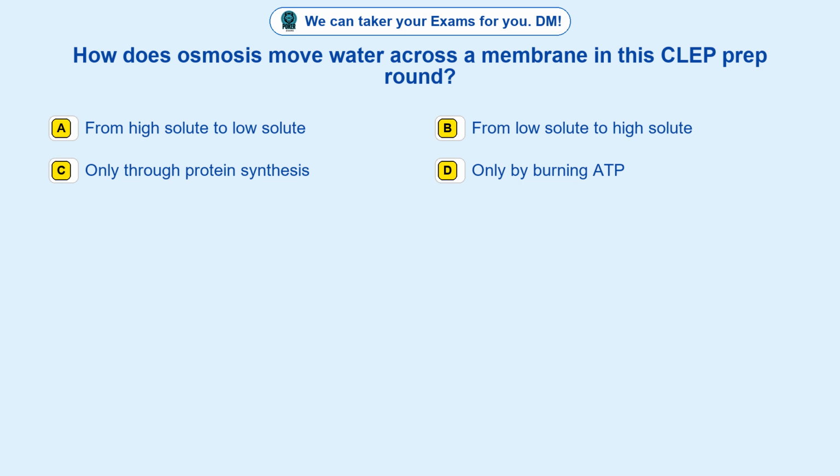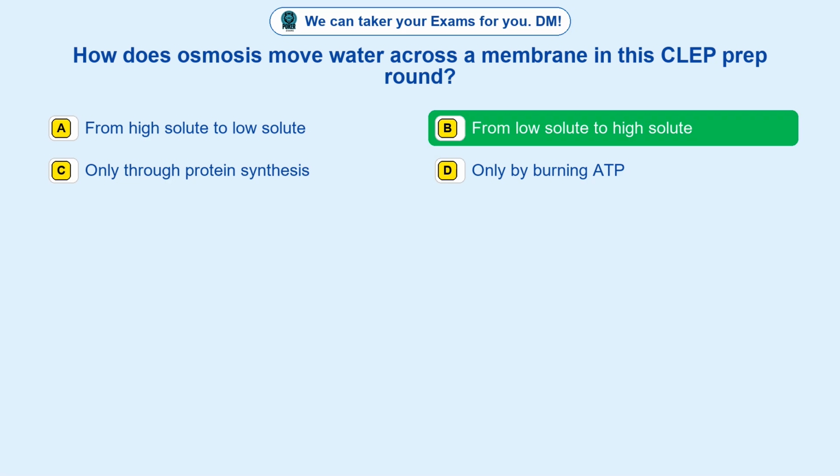Question 6. How does osmosis move water across a membrane in the CLEP prep round? Option A, from high solute to low solute. Option B, from low solute to high solute. Option C, only through protein synthesis. Option D, only by burning ATP. The correct answer is option B, from low solute to high solute.